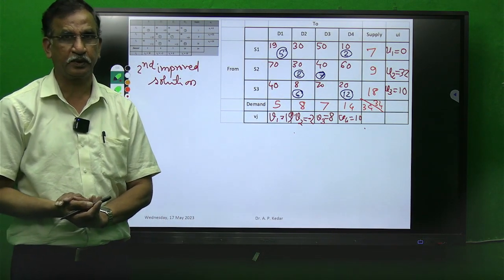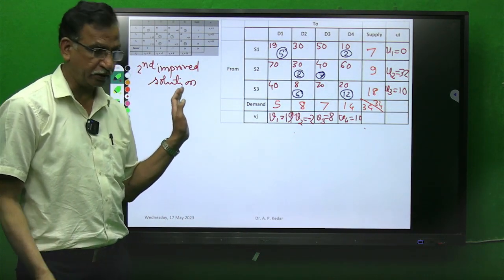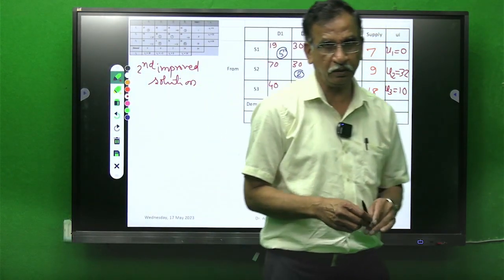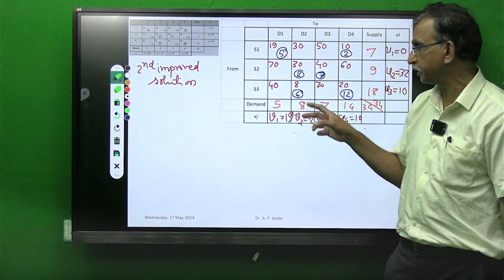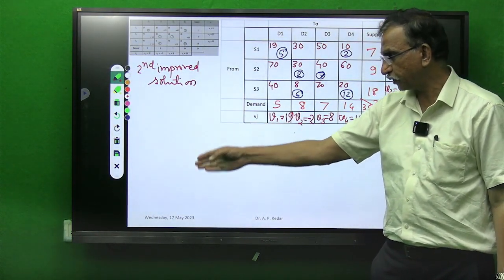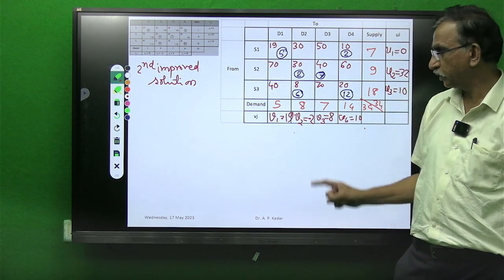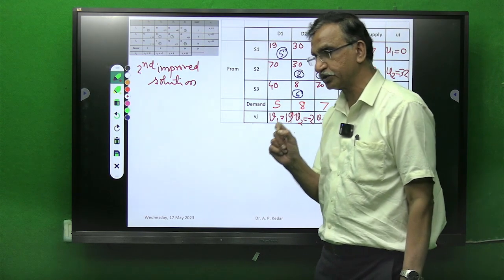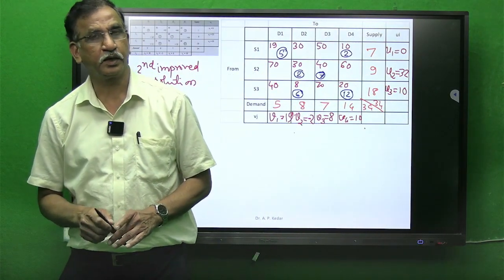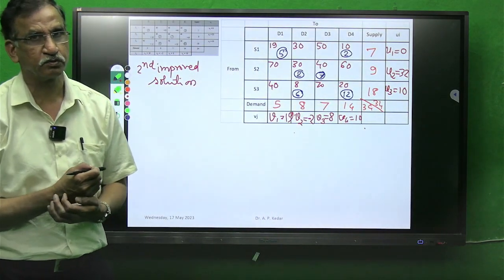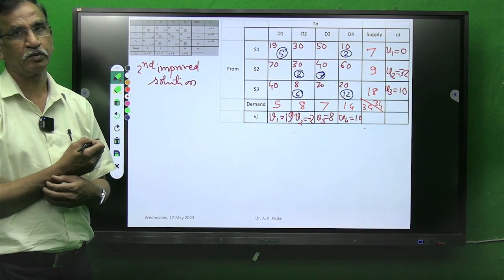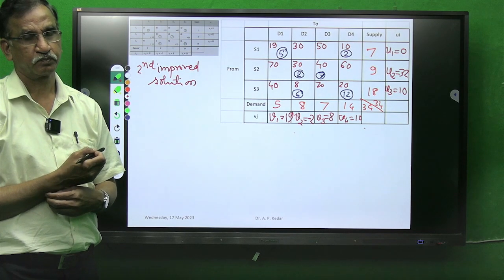Students, again I am reminding, in my last slide I have explained in detail with the formula how these values are to be evaluated. If you commit a simple mistake in calculating any of the ui and vj values, your entire problem will go wrong.